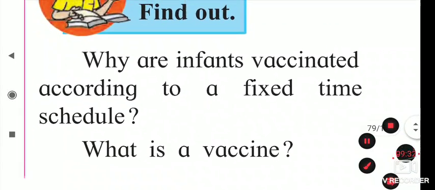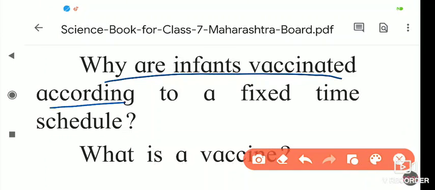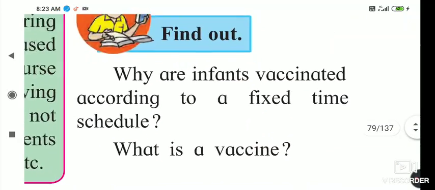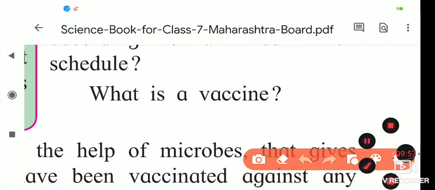Why are infants vaccinated according to a fixed time schedule? There are some diseases, so there are vaccines: BCG, cholera, triple, polio. These we have to take on time. Why? Because they protect the baby from these diseases. And what is a vaccine?